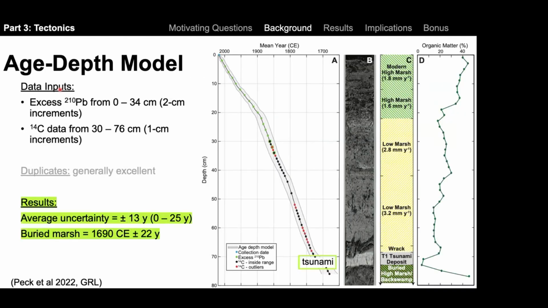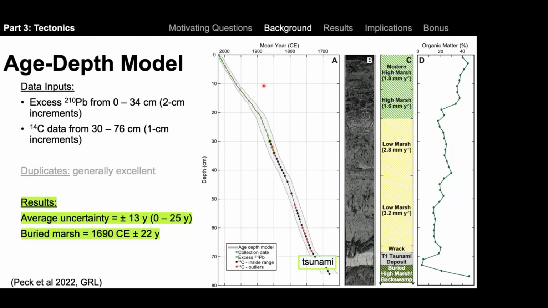Okay, here are the results. Here's the age depth model in all of its glory. The known date is plotted at the top in blue. The excess lead-210 dates are in green, and then the radiocarbon dates are in red or black, with red indicating depths that were actually considered outliers, too old based on what we assume to be the age of the tsunami deposit based on all the other stratigraphic work in the region.